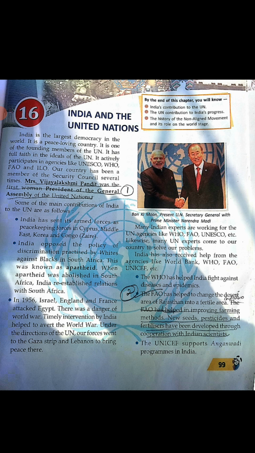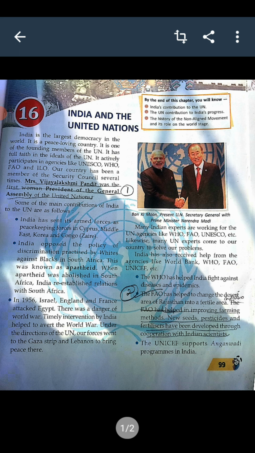So, how have they contributed? What is the main contribution of India to the UN? First, India has sent its armed forces as peacekeeping forces to Cyprus, the Middle East, Korea, and Congo. India opposed the policy of discrimination practiced by whites against blacks in South Africa. This was known as apartheid. When apartheid was abolished in South Africa, India re-established relations with South Africa.